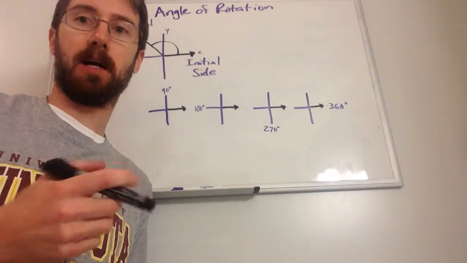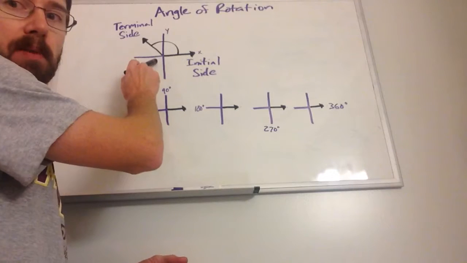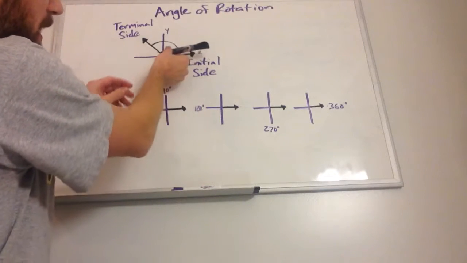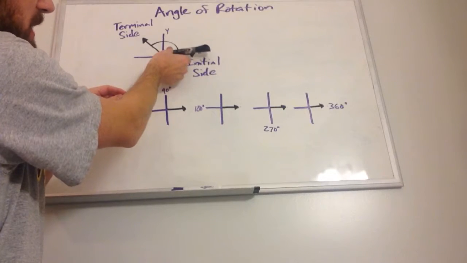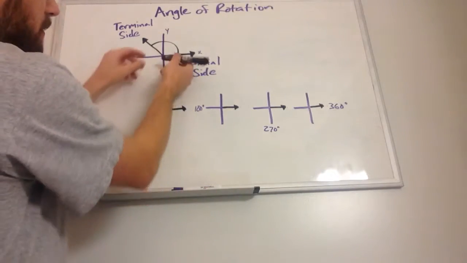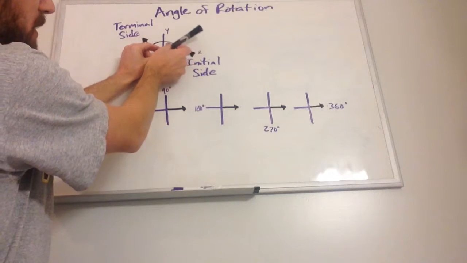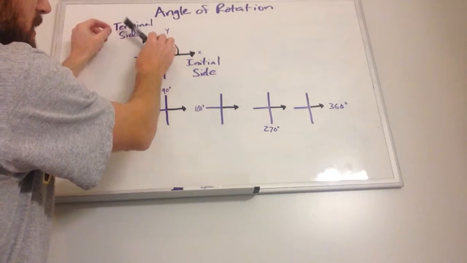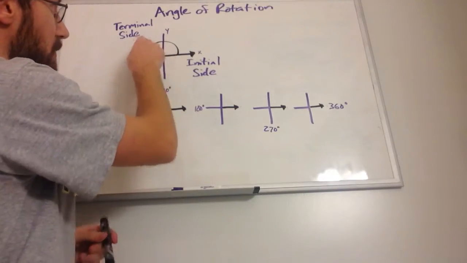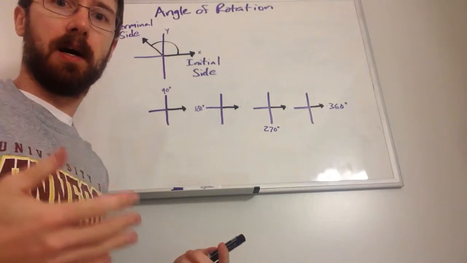Here's a quick video on drawing angles of rotation and what angles of rotation are. Think about angles of rotation sort of like hands on a clock, except the middle of the clock is now the middle of our XY plane, our coordinate plane. One of the hands is always going to stay in the same place, and it's called our initial side. The other hand is going to rotate a certain number of degrees and then stop, and that is our terminal side. This is an example of an angle of rotation.